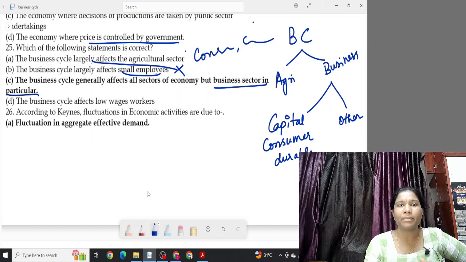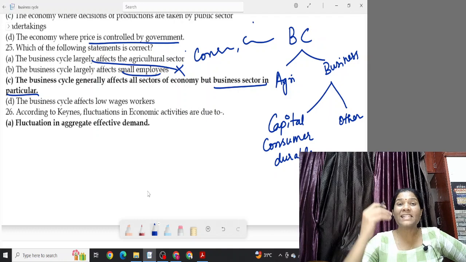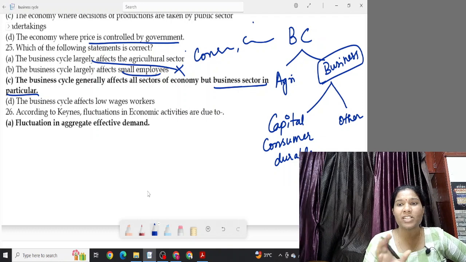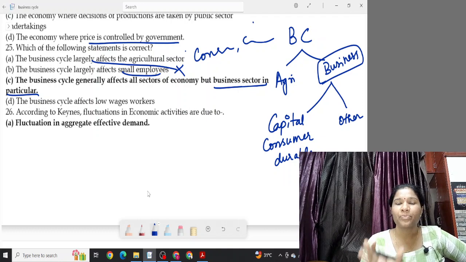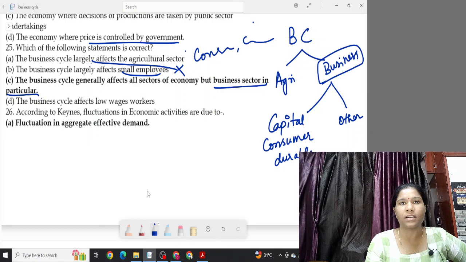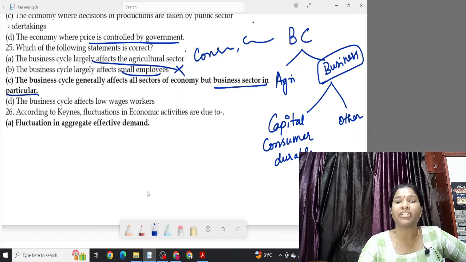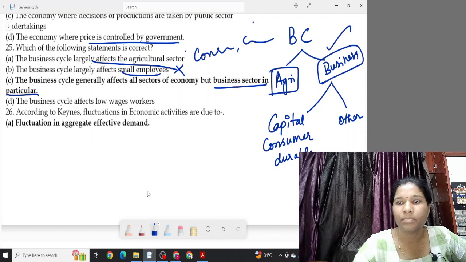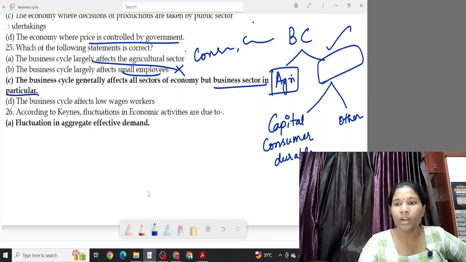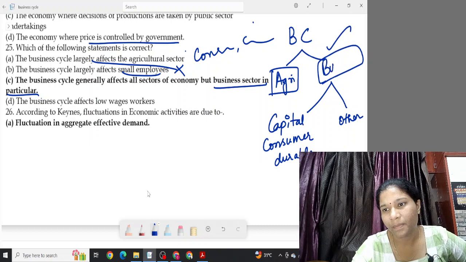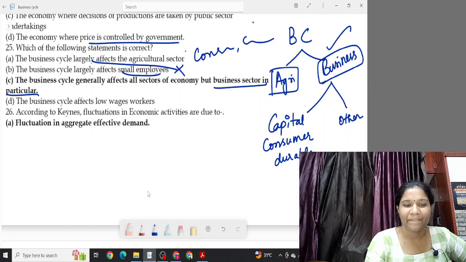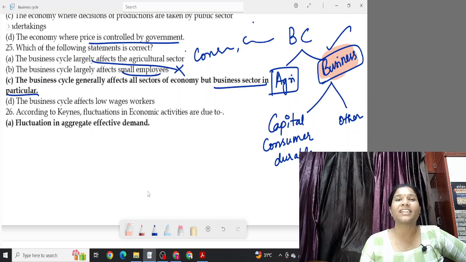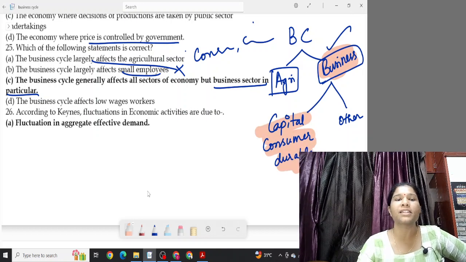Now remember, the questions might be asked to you this way. Business cycle affects... Whenever the business cycle happens, which sector gets affected more? Agrarian society, that is the agriculture sector, or the business sector, which is getting affected more because of this expansion, trough, peak, depression? Business is affected more. And in business, which sector is affected more? Capital and consumer durable are affected more.